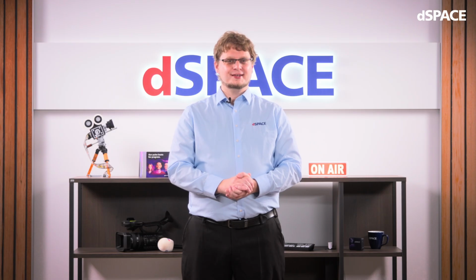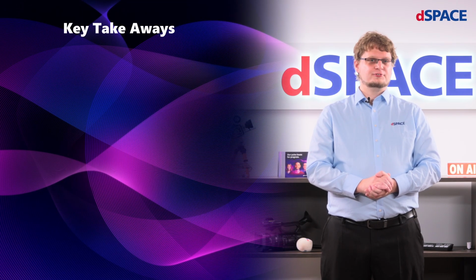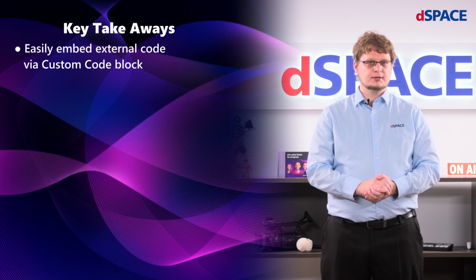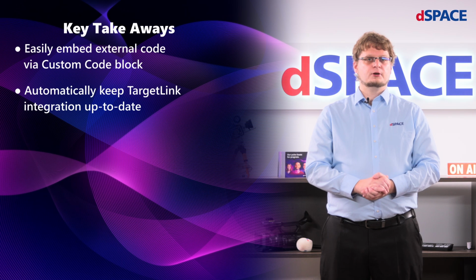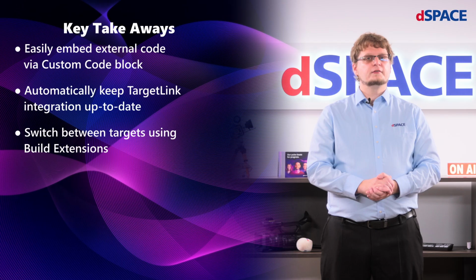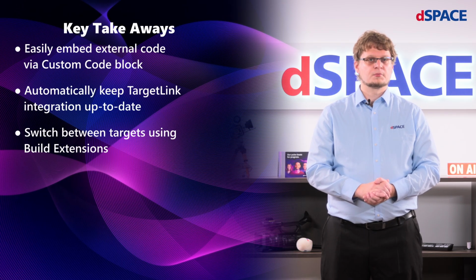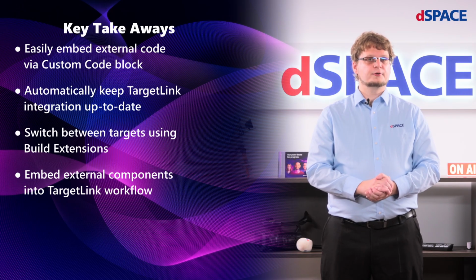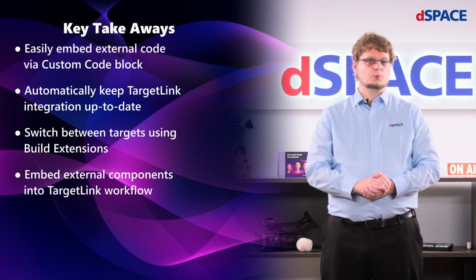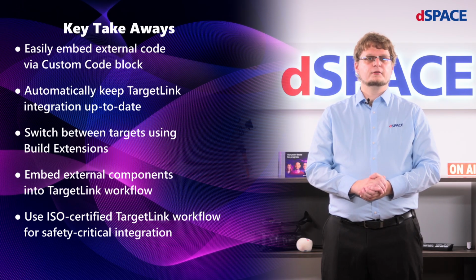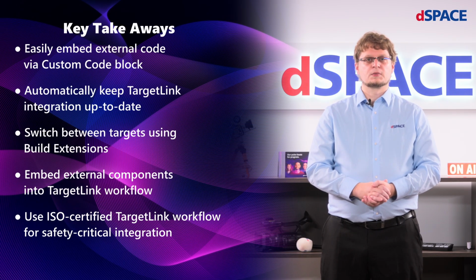So, what have we learned today? We have seen how to use the new features of the TargetLink custom code block to easily embed externally generated code into TargetLink. How this integration can be automatically kept up to date. We have seen how to use build extensions to easily switch between SIL and different PIL targets. Most importantly, we have shown how externally developed components like neural networks used for virtual sensors can be seamlessly integrated into the established TargetLink workflow. Finally, we can use the ISO-certified TargetLink workflow to bring these components into safety-critical systems.